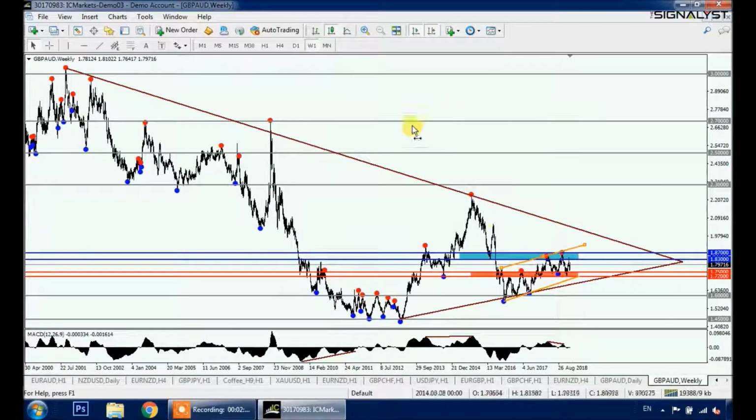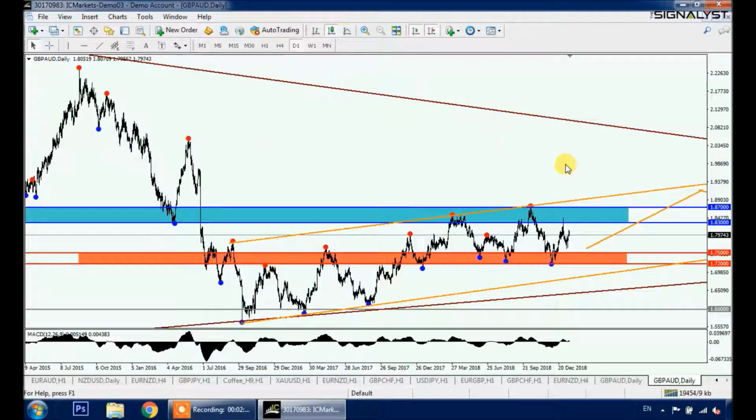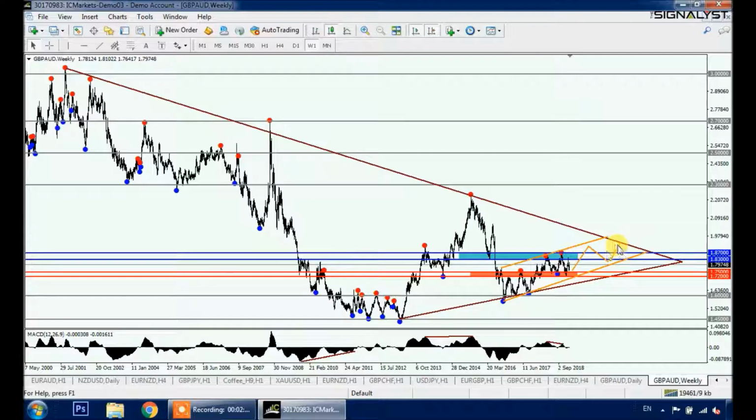So what we have now is that GBPAUD is trading inside that giant symmetrical triangle and this channel in orange on daily time frame. So we can expect movement inside this channel until price gets to our symmetrical triangle to break it either way. Alright, so let's delete our lines, those ones.